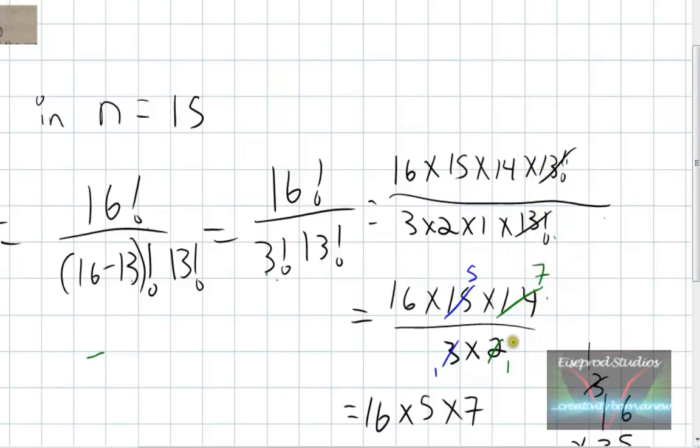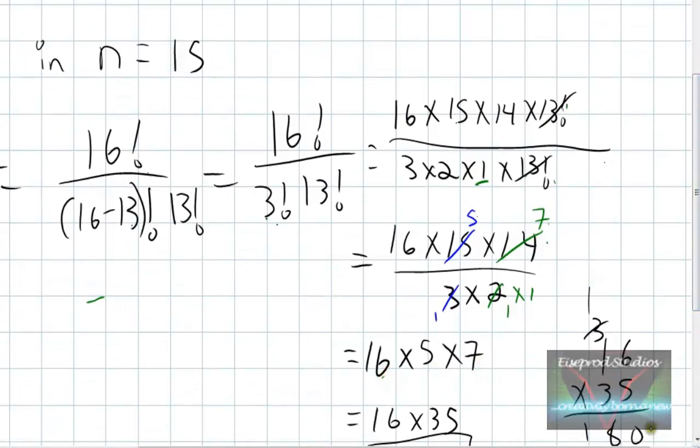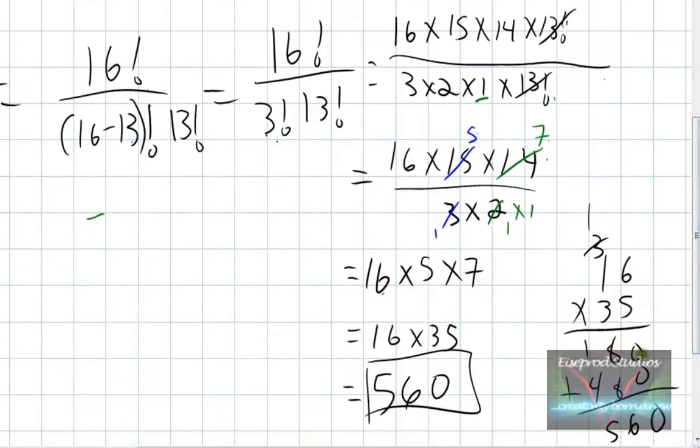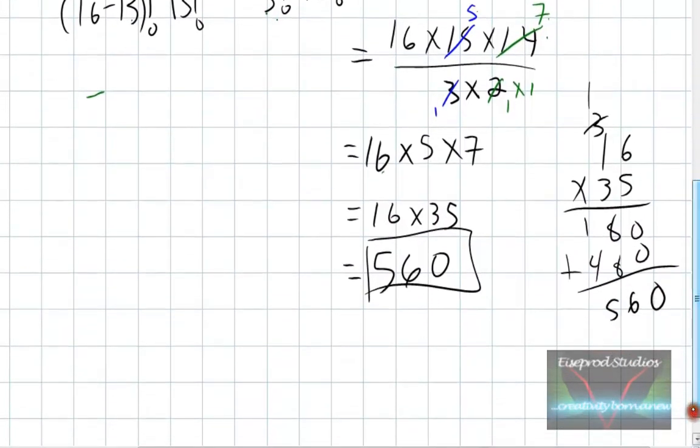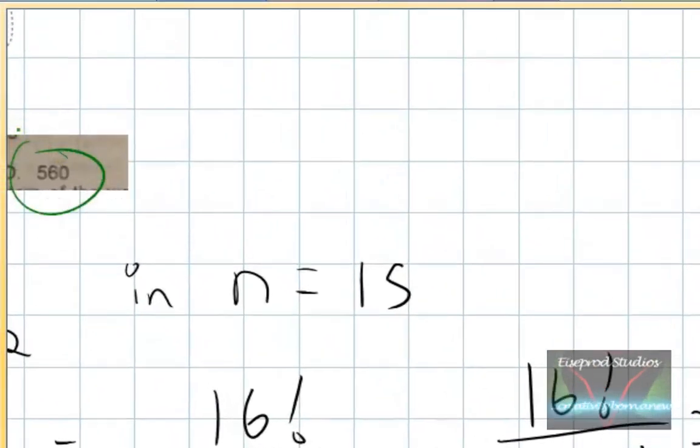And I forgot to write the extra 1 here, but since it's just 1, it doesn't change the answer. But what you can do is simplify. Since this is all multiplication, you can just say 3 goes into 15 5 times, and 2 goes into 14 7 times. So now you're down to 6 times 5 times 7, which can be simplified to 16 times 35. And I showed my math over here on the side. And when you multiply everything out and add everything up, you get 560 as your final answer. And so that would be your option D.